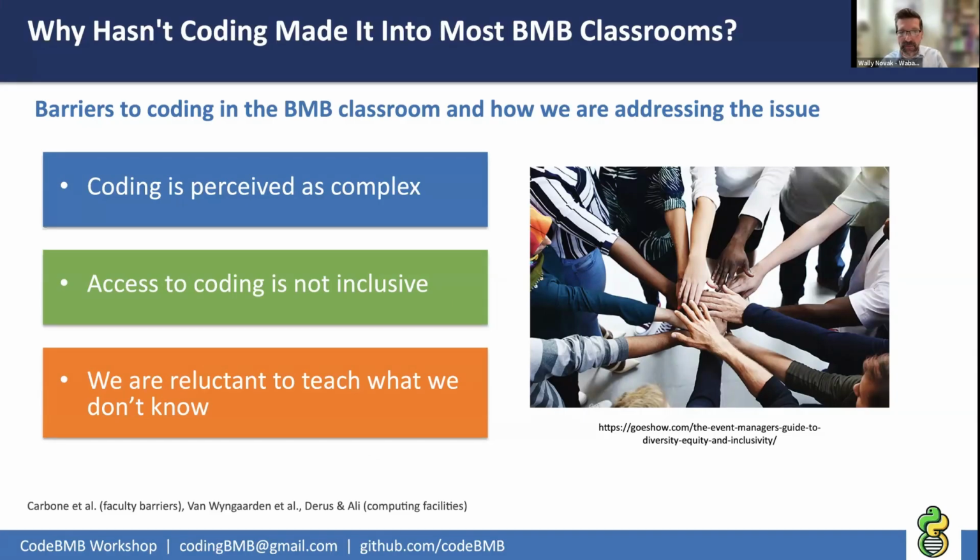Third, faculty are reluctant to teach what they don't know. And this is completely rational. If I walked into your lab and asked you to teach a technique you'd never done, you'd look at me like I had 3 heads, and the same principle applies here. So all 3 of these barriers are real, and all 3 of them have answers. So let's take a closer look at each one.